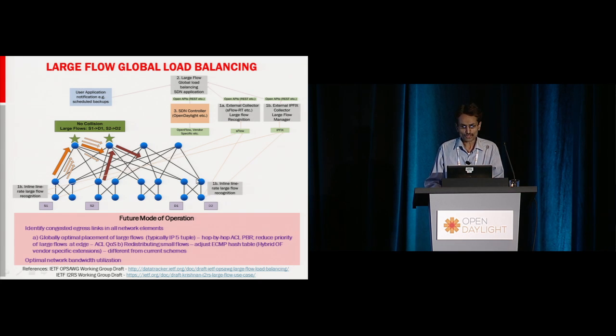And rather than using external collector-based techniques, you could use an inline line rate technique to detect the large flow. But then what you would do is use IPFIX or some technique to communicate the large flow to the global load balancing application. That's another possible strategy. So this work is also going very well in two working groups in IETF, OPS and I2RS.